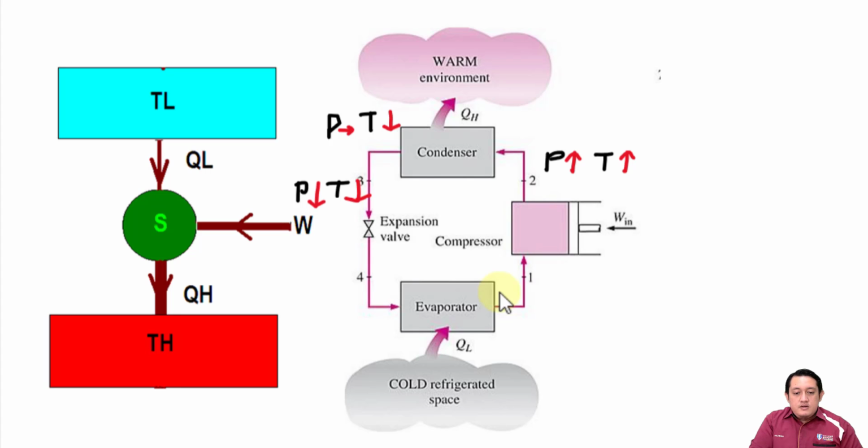Therefore, pressure, temperature. Inside the evaporator, what is the pressure? Constant, increase or decrease? The answer is constant. As I mentioned earlier, when the substance is changing its phase, the pressure will be constant. So what about the temperature? The temperature will be constant also. Why is it constant? I will show you later.